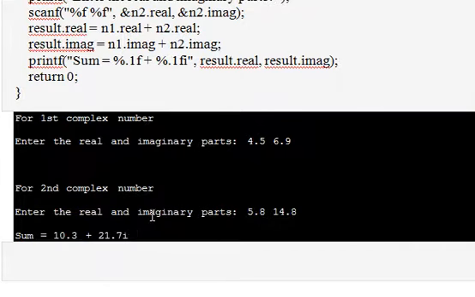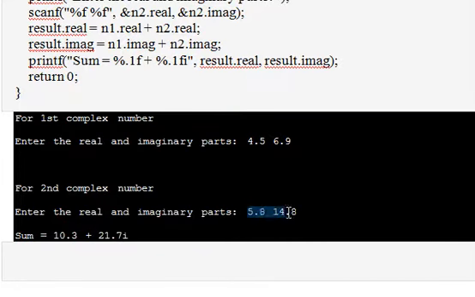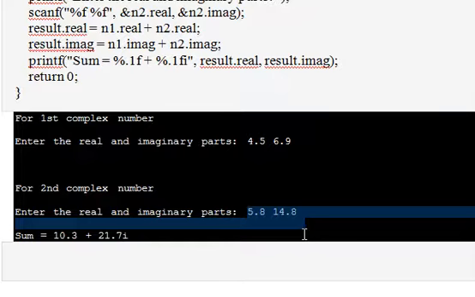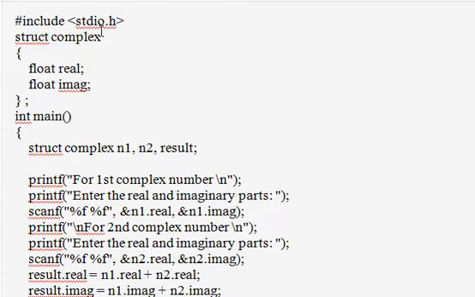In this program we have to take two complex numbers, add them, and print the result, or sum, of the two complex numbers. Here 4.5 plus 6.9i is the first complex number, and 5.8 plus 14.8i is the second complex number. By adding these two complex numbers we get the result 10.3 plus 21.7i. Then, to do this, I am writing the program.